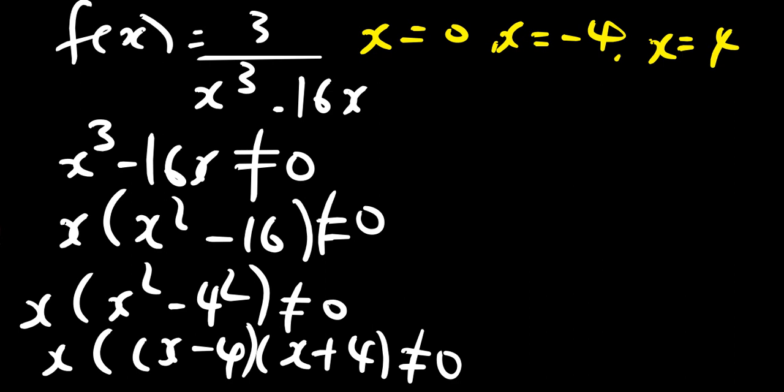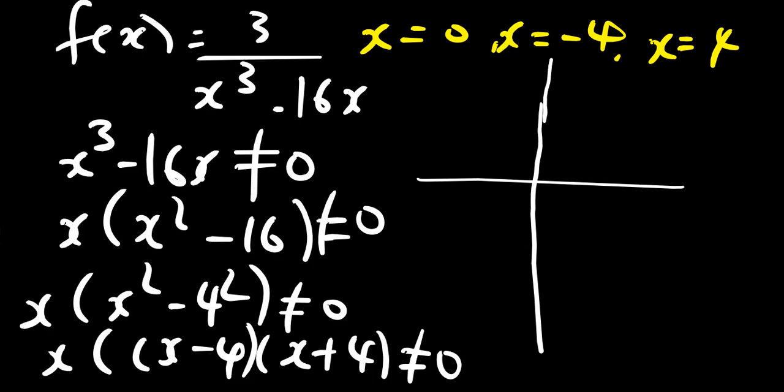So now, maybe using a diagram to make things easier for people. Let me use the red color now. Okay, this is our nope. Let me say this is the y-axis, this is the x-axis. So we don't want negative 4. We don't want our 0, 0 is here, right? We also don't want our 4.